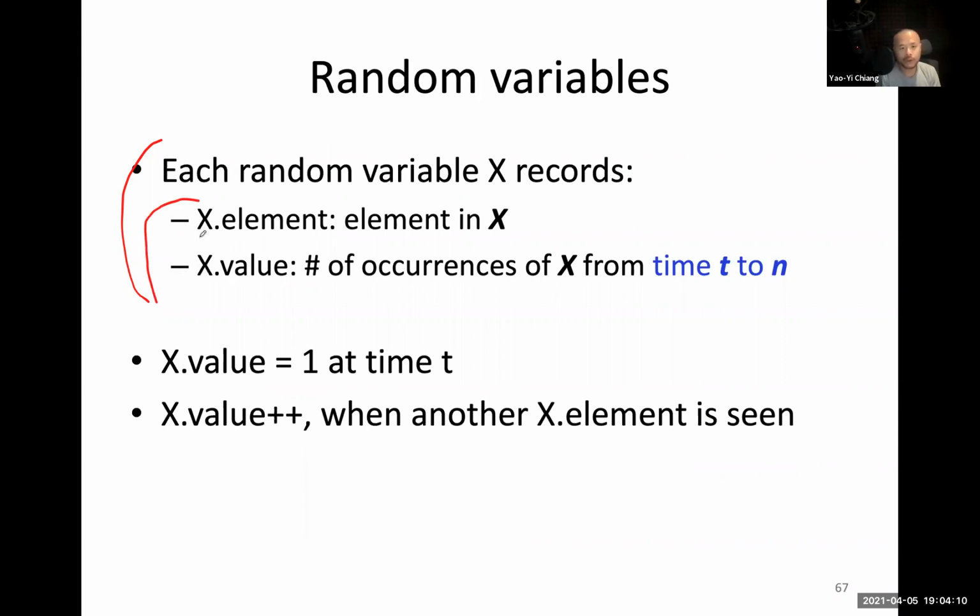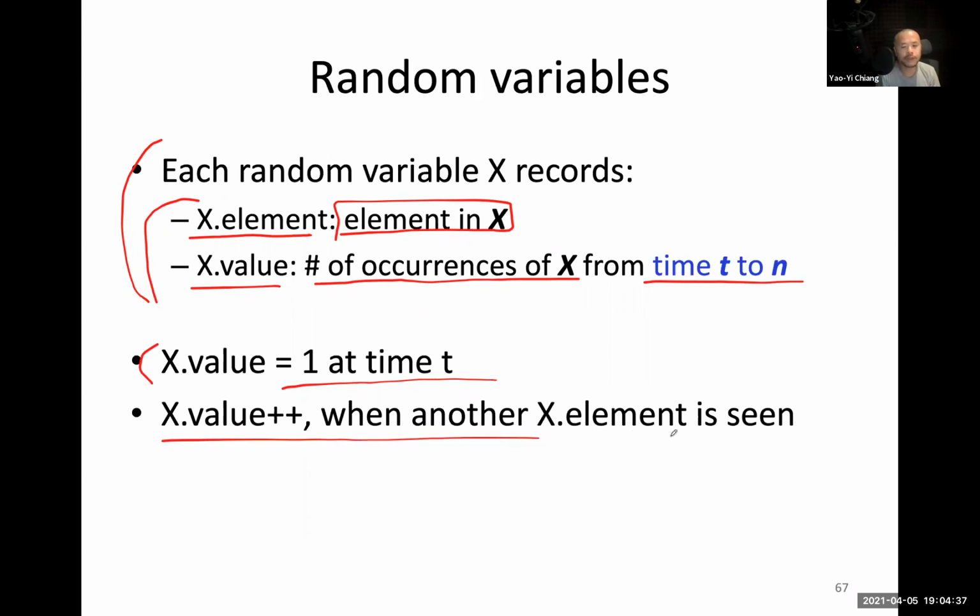You are going to record the element, right? The element that you see at the time when you introduce this variable. Also the value, which will be the number of occurrences of your element X from time t to time n, right? So this is usual, you just count them. Your X value will be 1 at time t when you first introduce that variable, and you will increment the variable when you see another element of the same.